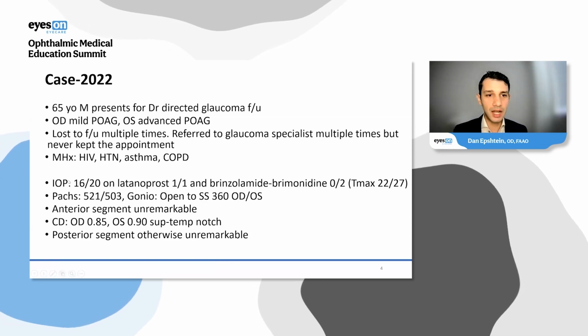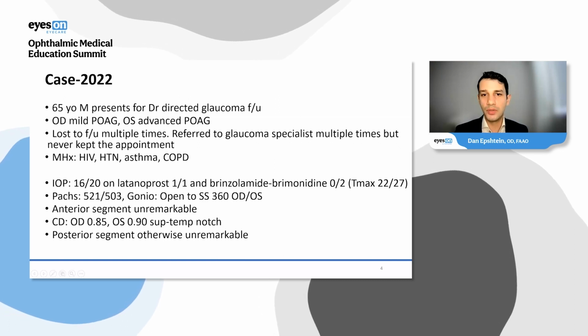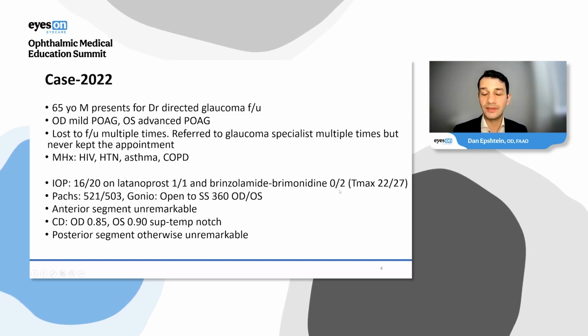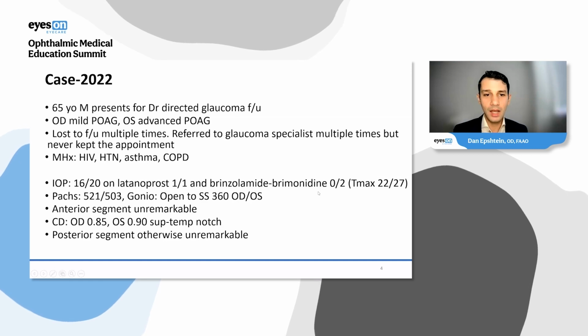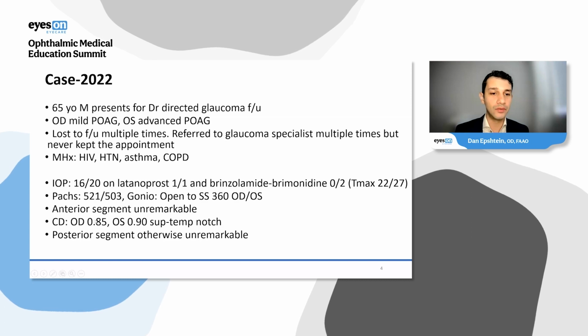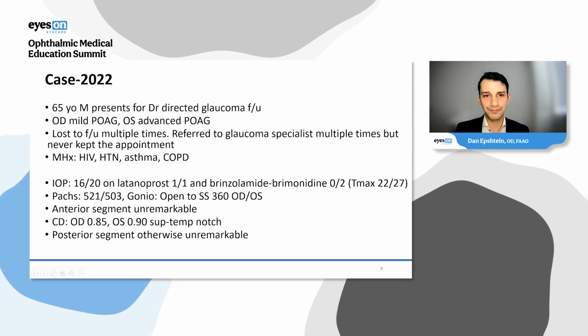On this visit, his IOP was 16 in the right eye, 20 in the left. He's on latanoprost and brinzolamide-brimonidine combination twice a day just in the left eye, and his Tmax was 22/27. As you might have guessed, by this time his cupping has increased. It's a 0.85 in the right eye, a 0.9 in the left eye with a superior temporal notch.